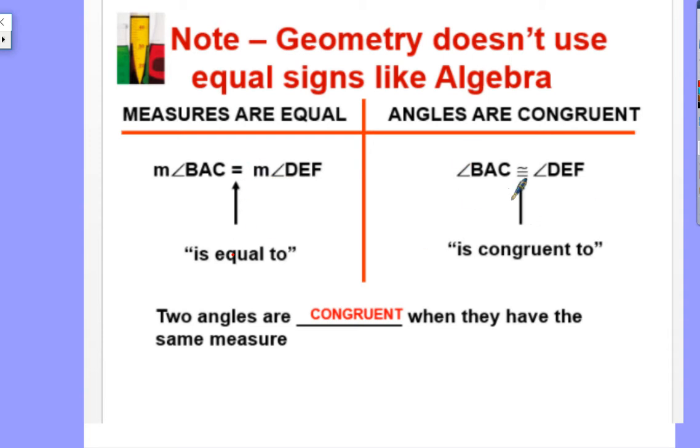Take a look on over here. Now, if I drop the M, now I'm just saying that the angle as a figure is congruent to the angle as a figure. So let's kind of sum this up. We use equal signs to denote measures or values, and we use congruent symbols for figures.